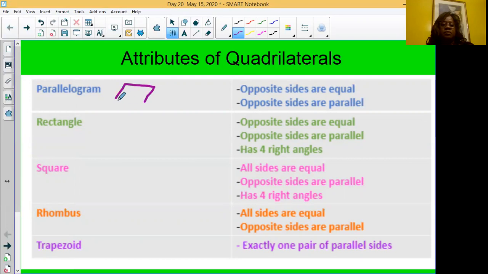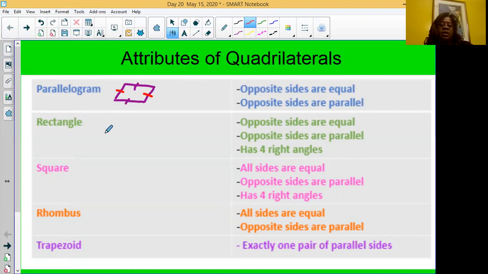Okay, I'm going to attempt to draw it. All right, so remember it has opposite sides that are equal. That means this side is equal to this side. And that means that side is parallel or equal to that side. Okay, so parallelogram was one that we talked about.